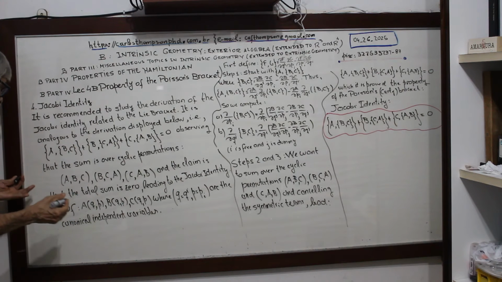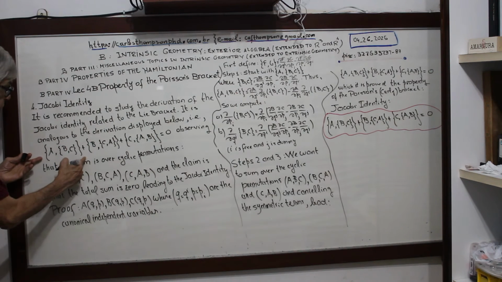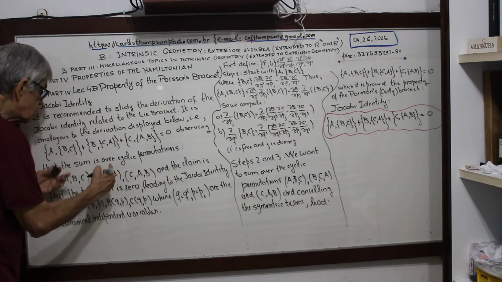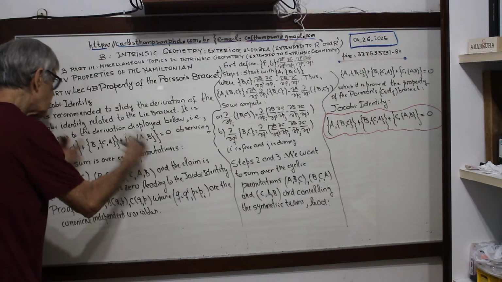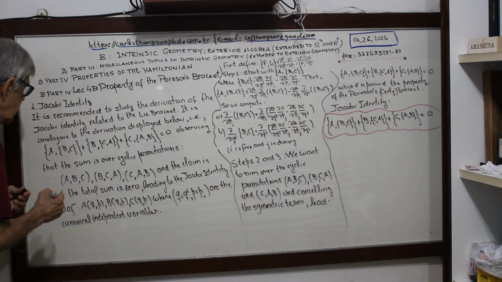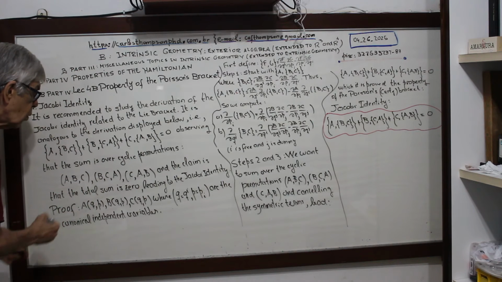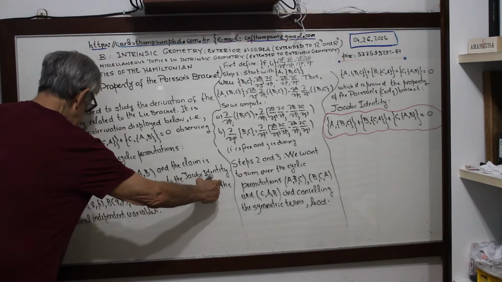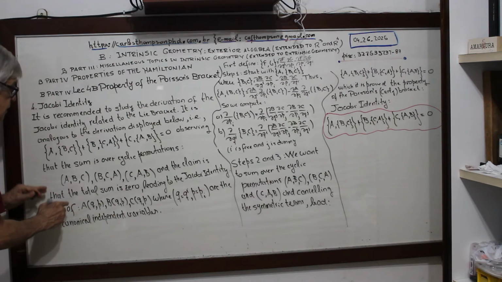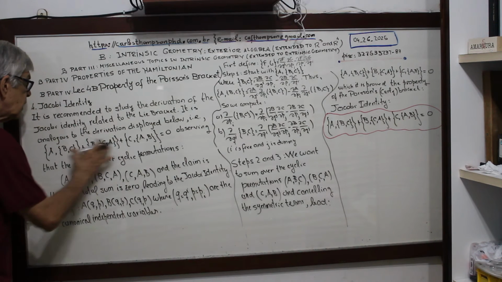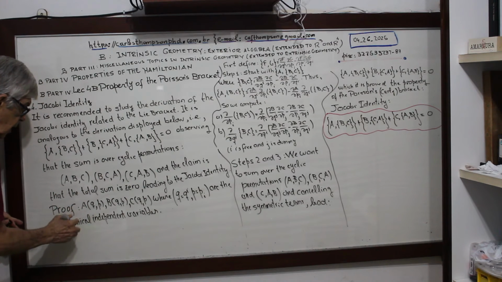So then you can derive only for the first term. For the second term you just apply the cyclic permutation, and for the third term you also apply the cyclic permutation. So the total sum is 0, leading to the Jacobi identity. That's a claim, you see? And this now I want to prove.